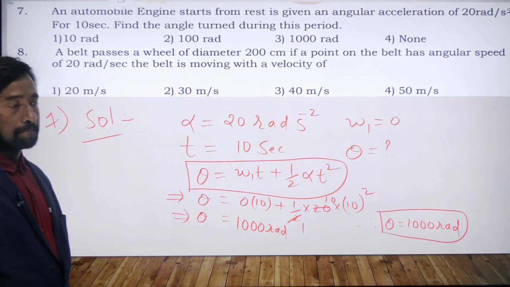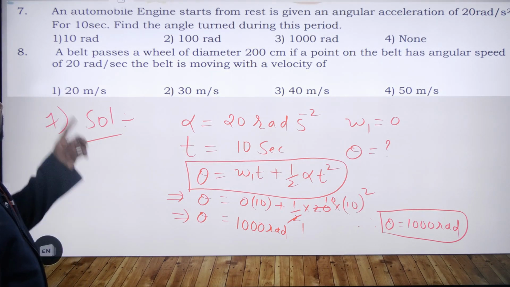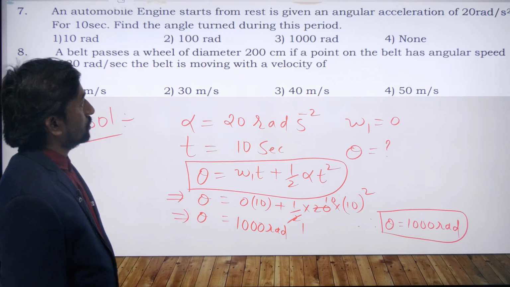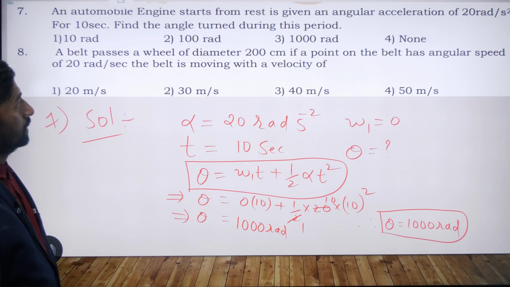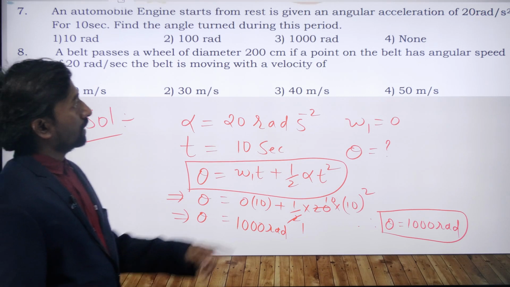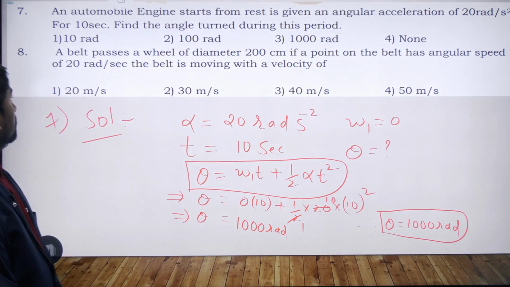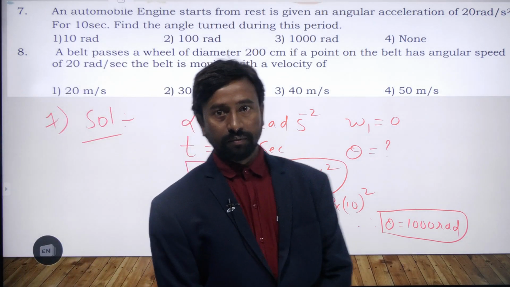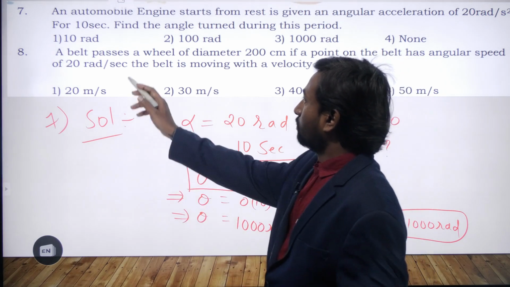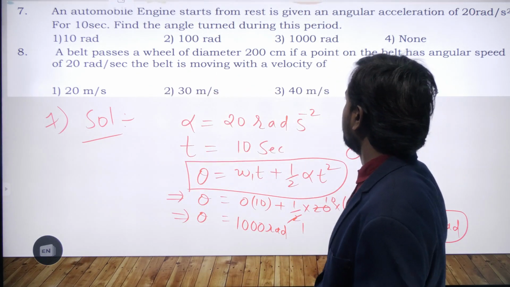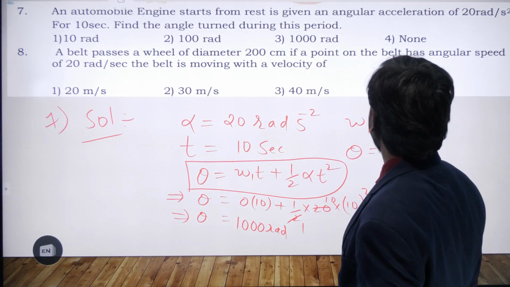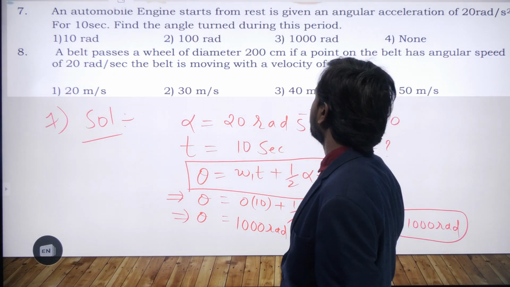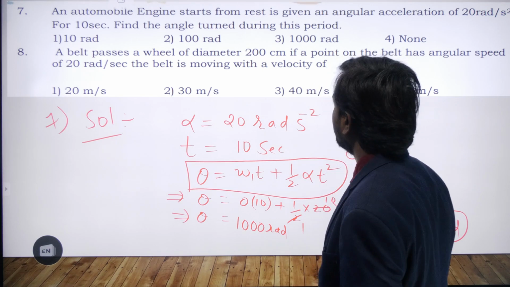It's clear? See, the next one: a belt passes a wheel of diameter 200 centimeters. If a point on the belt has angular speed of 20 radian per second, the belt is moving with velocity of.